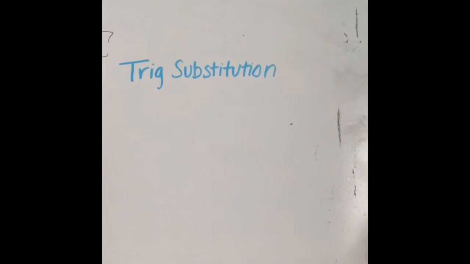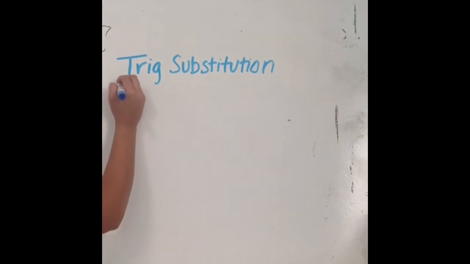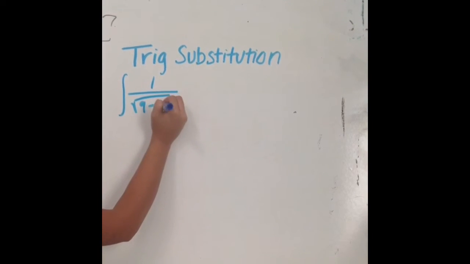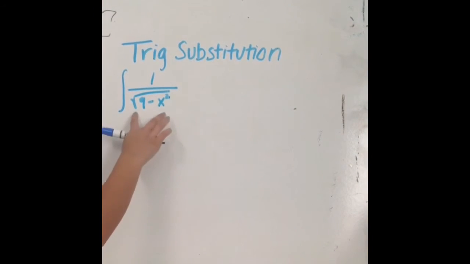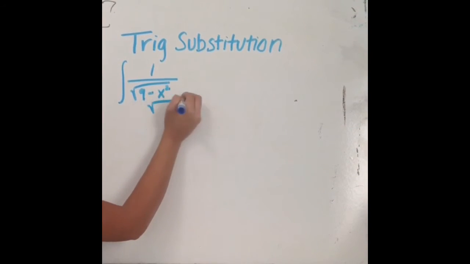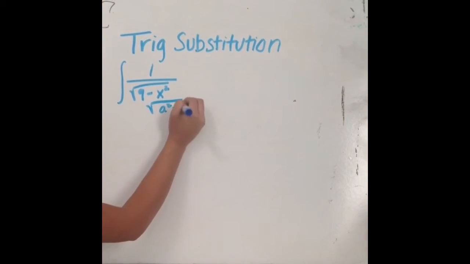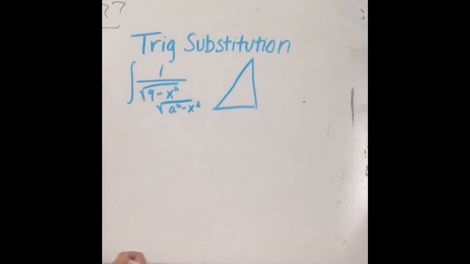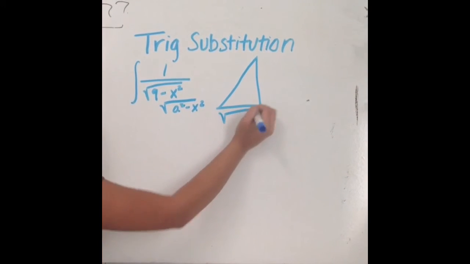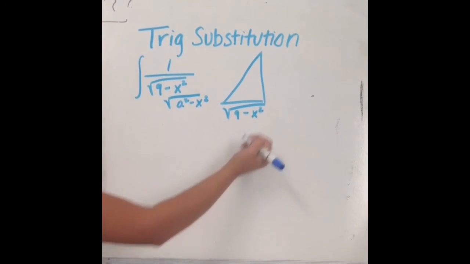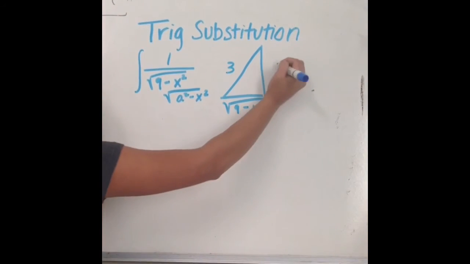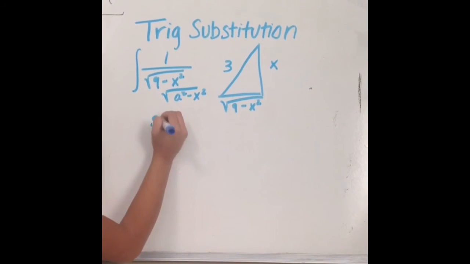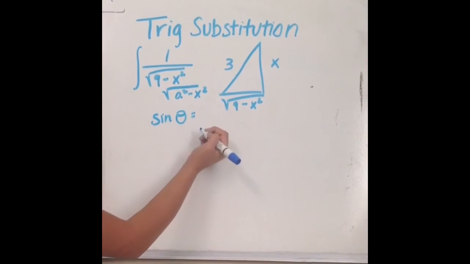Okay, so the first trig substitution problem is pretty simple. We're going to take the integral of 1 over root 9 minus x squared. So as I showed before, it takes the form of a squared minus x squared. So our triangle will look like this. A squared minus x squared would be right over here, 9 minus x squared. Then a is 3, and then x is right over there. So we know that sine of theta is equal to x over 3.